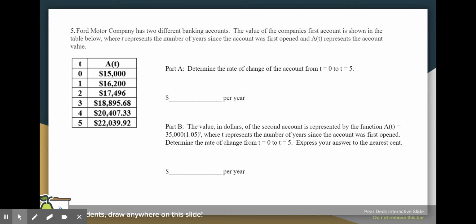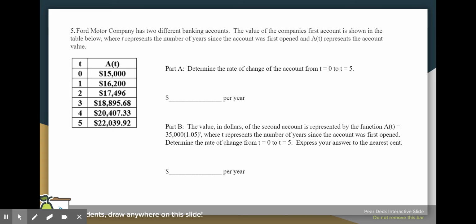Ford Motor Company has two different banking accounts. The value of the company's first account is shown in the table below, where T represents the number of years since the account was first opened, and A of T represents the account value. So the first thing they want us to do is determine the rate of change. What are we doing from here to here? What are we multiplying by?